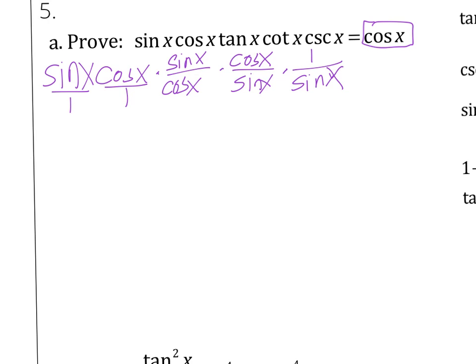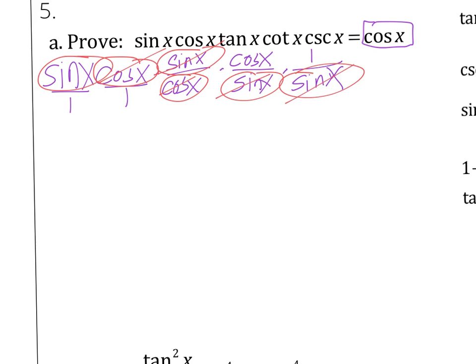I'm going to do some cross-canceling. I see a cosine on the top and on the bottom. Those cancel. I see a sine on the top and on the bottom. Those cancel. I see a sine on the top and on the bottom. Those cancel. Because we're doing nothing but multiplying, I can do that. If there had been any addition or subtraction, that is not a legal move and you will go to math jail. That leaves me with cosine of x on the left side, cosine of x on the right side, and my identity has been proven.